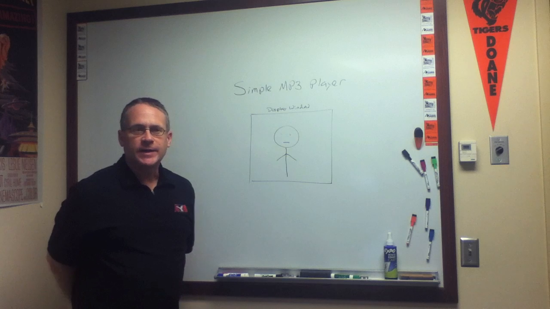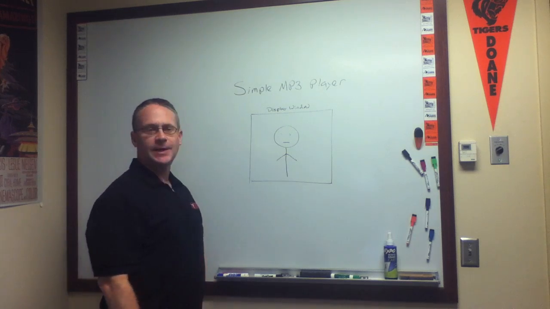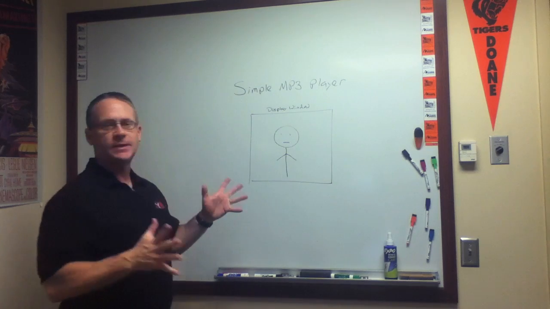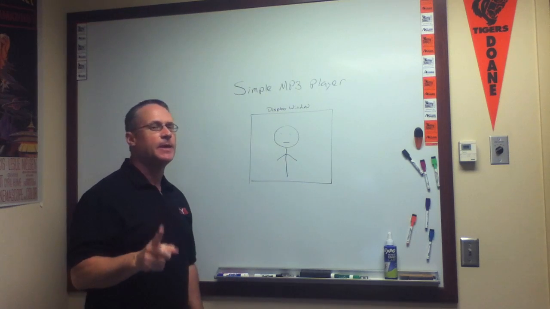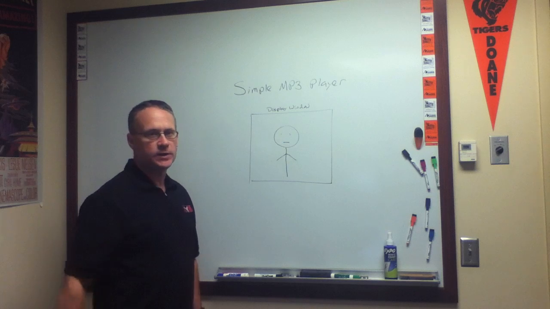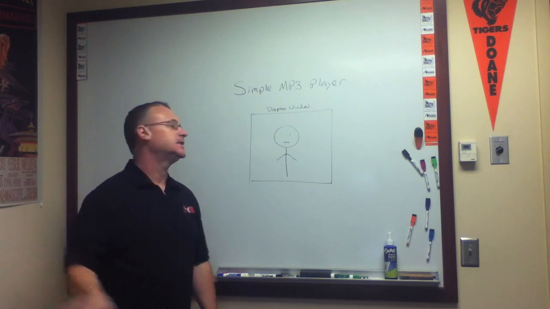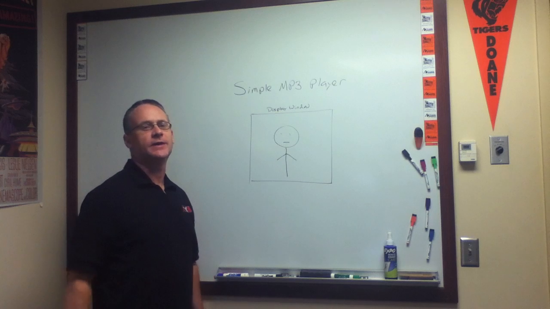Okay, let's talk about an example here to finish up the chapter. This will be our last one. What we're going to do is make a simple MP3 player. It's probably the simplest MP3 player on the planet because it only plays one song. It doesn't rewind, it doesn't pause, just one song, that's it.